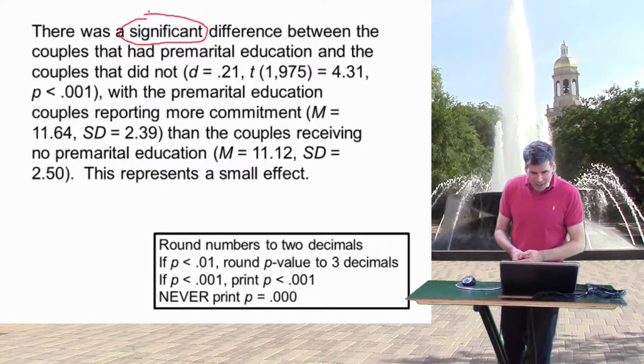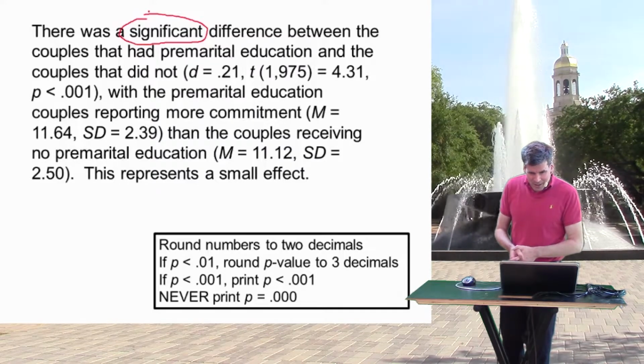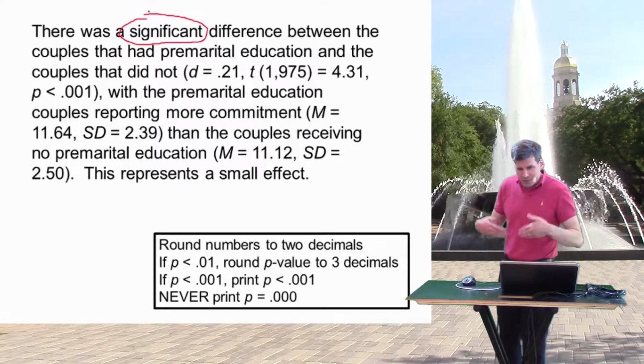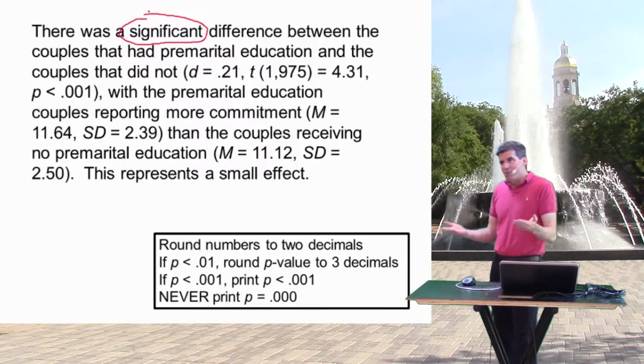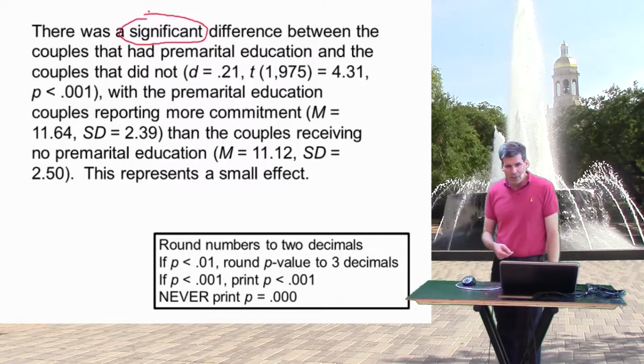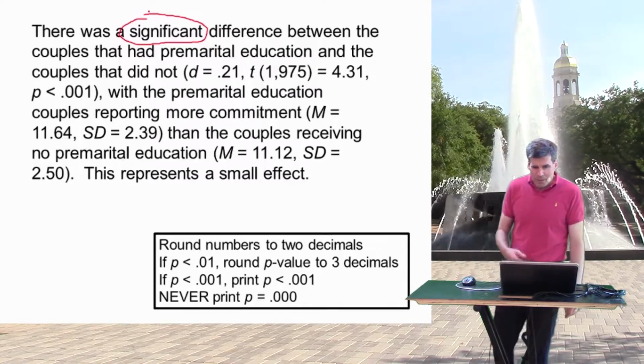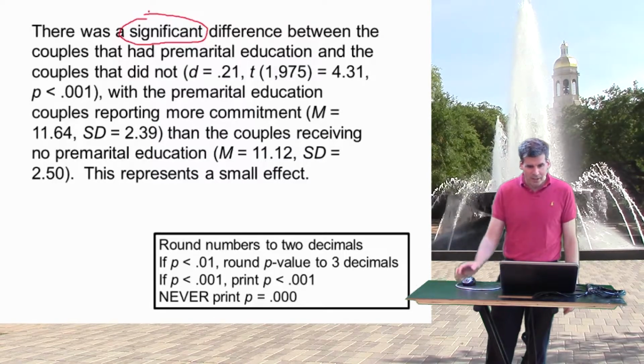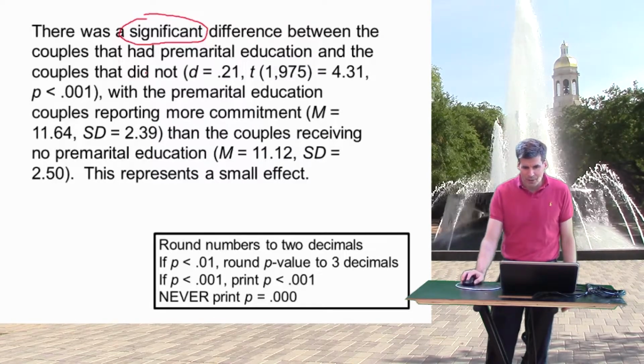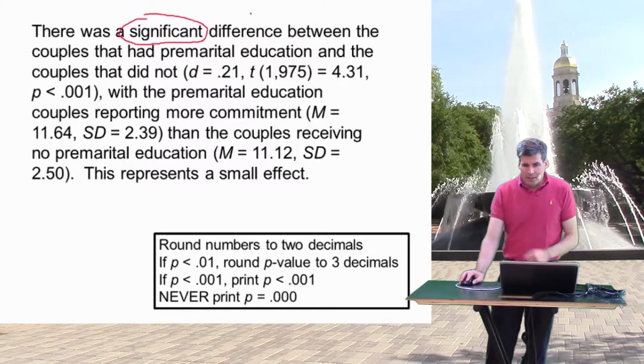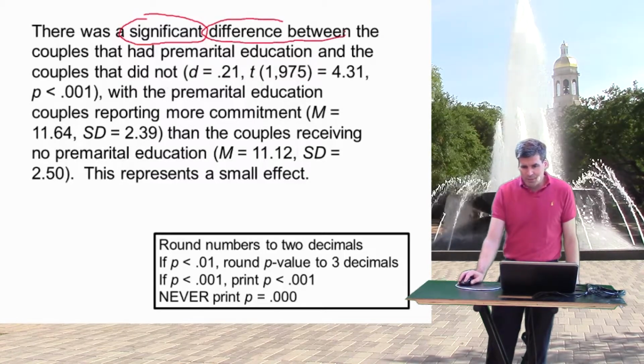So if you get a written summary, if I'm asking you to do a written summary on a test, most likely I'm going to be giving you an example where there's actually a significant difference. But if you're ever in a situation where it's not significant, then say there was not a significant difference between the groups. So I've labeled whether it's significant or not, I've used the word difference between, and I've named my two groups.